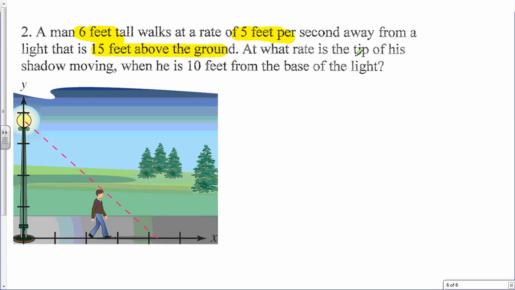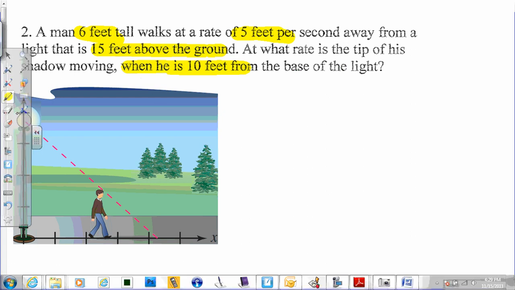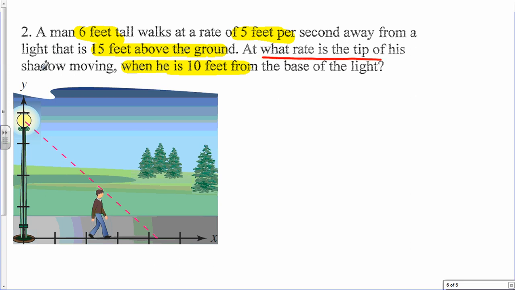At what rate is the tip of his shadow moving when he is 10 feet from the base of the light? Okay, let's list what is given and understand what is asked. At what rate is the tip of his shadow moving? This is the question. Let's mark this distance as y, the distance of the shadow's tip from the base of this light pole.